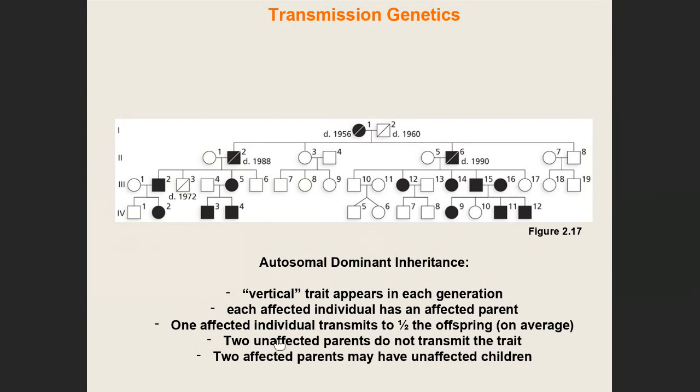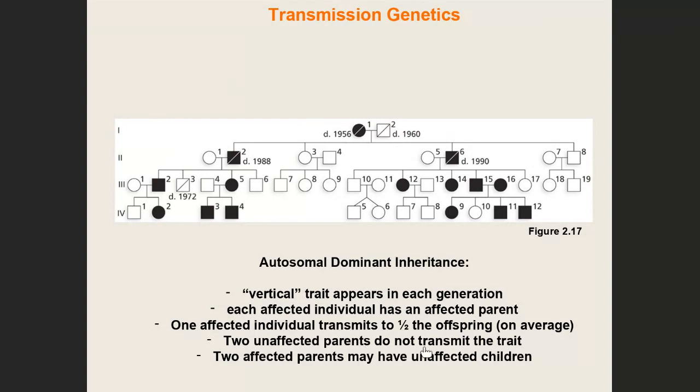Overall, one affected individual can transmit to half the offspring. And I say on average, sometimes it can be more, like in this generation here. Well, this is where the two parents are affected. That's not a good example, but here's another one where all the kids are affected. But overall in the pedigree, if you count the affected individuals and how many affected parents they have, overall it's 50%. Can be more, can be less by chance.